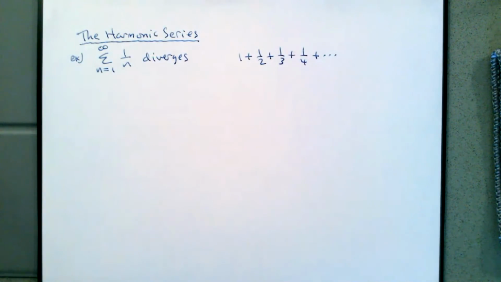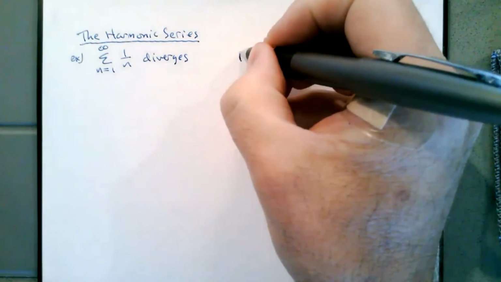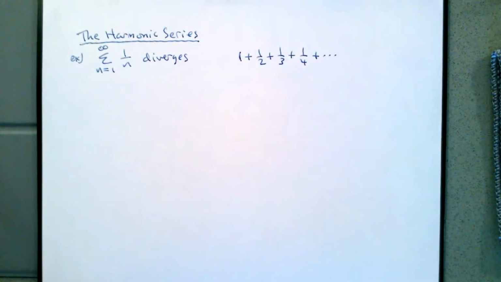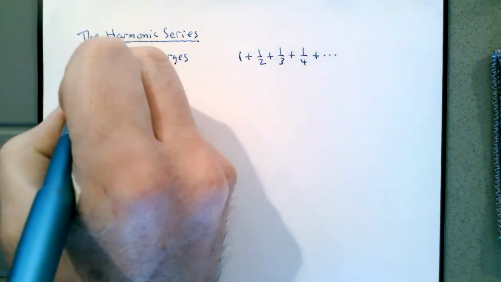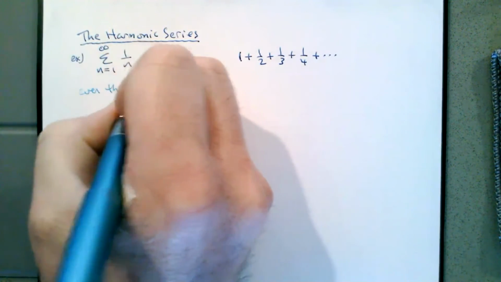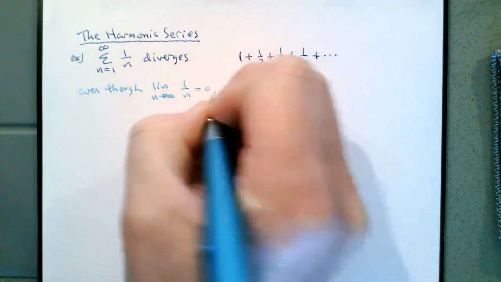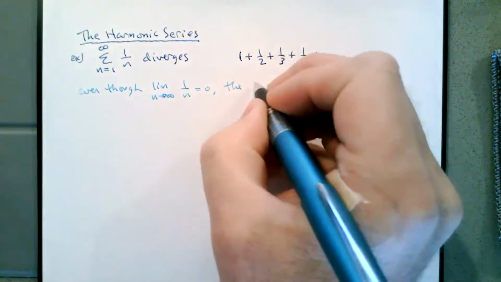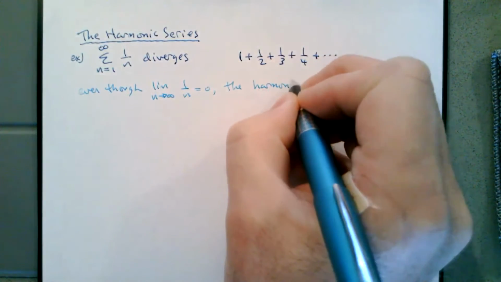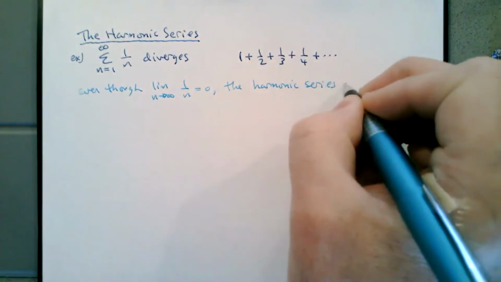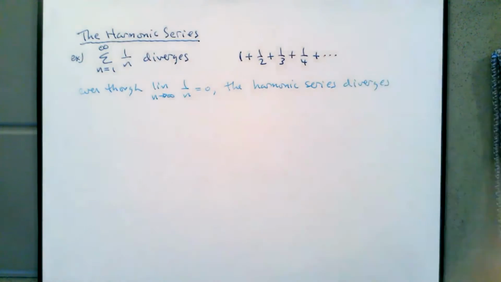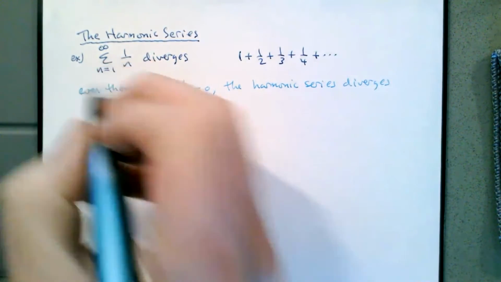This is an important series. We have to recognize that this series diverges. This sum is infinite, even though the limit of the terms is 0. So notice that even though the limit as n goes to infinity of 1 over n is equal to 0, the harmonic series diverges. Even though the terms go to 0, the harmonic series diverges.